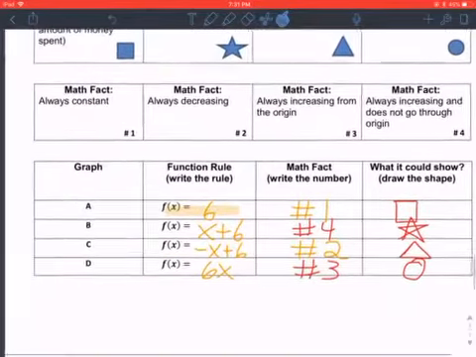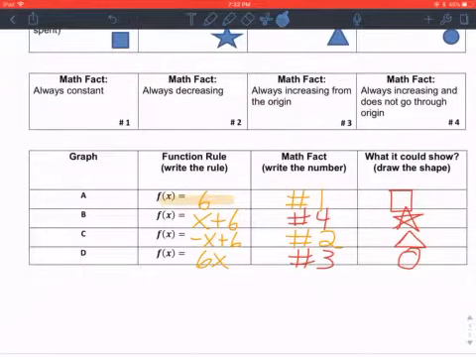Okay, so again, if you want to take a look and make sure yours matches up with mine down here, these are the correct answers.